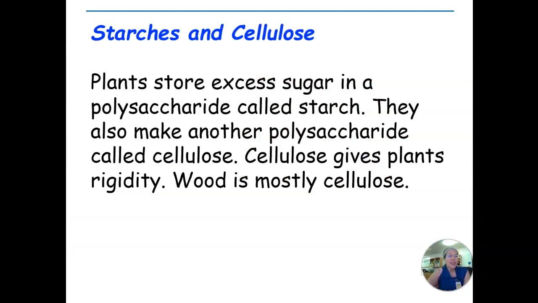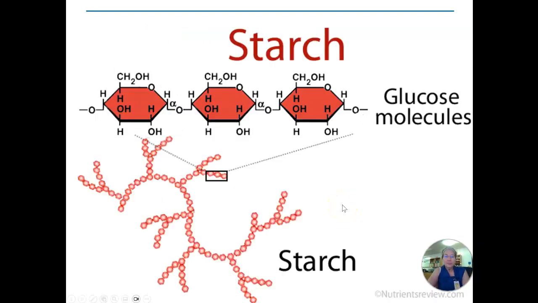So starches and cellulose are things made by plants. Cellulose is what gives the cell wall in a plant cell its rigidity, its ability to support the cell and keep its shape. We can't digest cellulose. So if we had a spoonful of cellulose, it wouldn't go anywhere, wouldn't do anything for us. So again, another picture of starch.